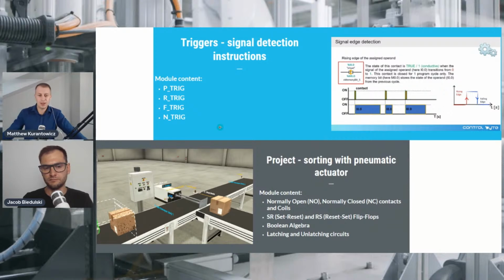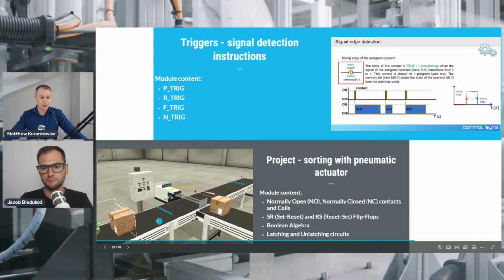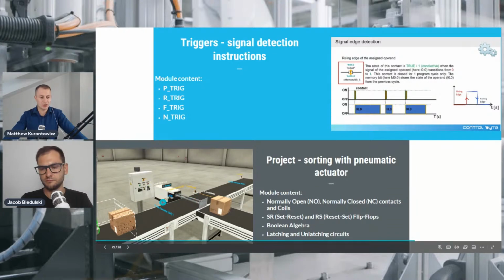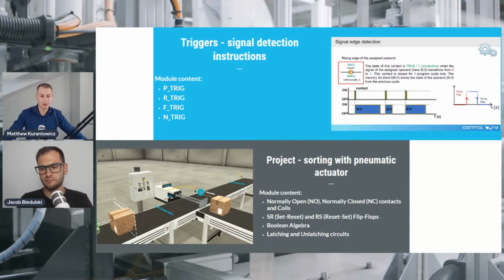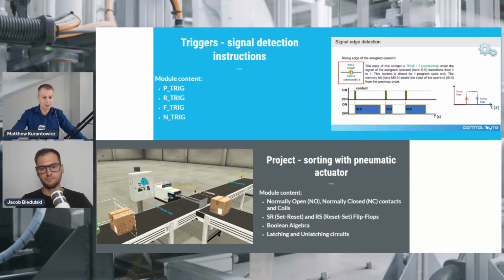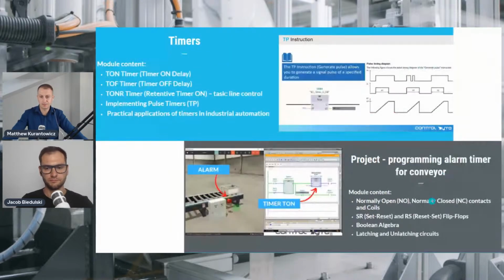If you learn about that, you will go to more sophisticated projects like sorting with a pneumatic actuator. You see here we have a conveyor and a pneumatic actuator. If the sensor detects a package, the actuator starts and pushes the package to the next conveyor. What's more, we have a control cabinet with buttons and an emergency stop.